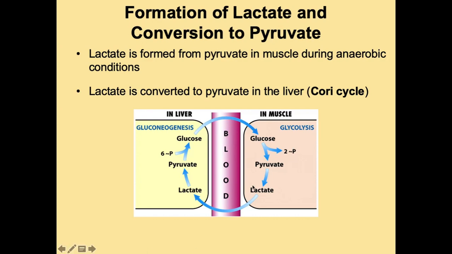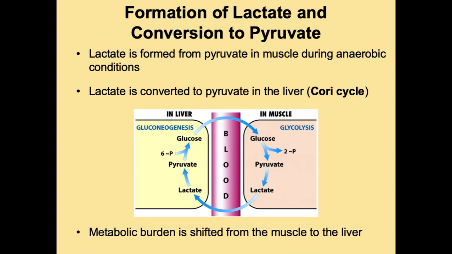So here on the right we have an active muscle which is converting glucose to pyruvate, which in anaerobic conditions is converted to lactate. This can then enter the bloodstream. It's then taken up by the liver and converted back to pyruvate and then eventually to glucose, which can then be released into your bloodstream to maintain your glucose levels. In this way, the metabolic burden is shifted from the muscle to the liver.